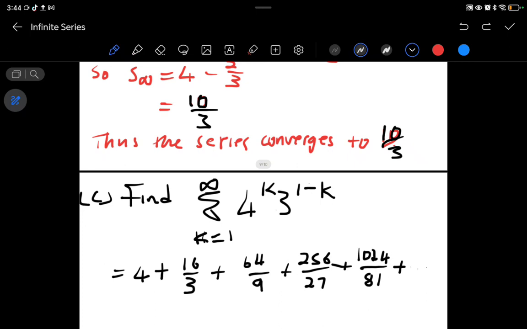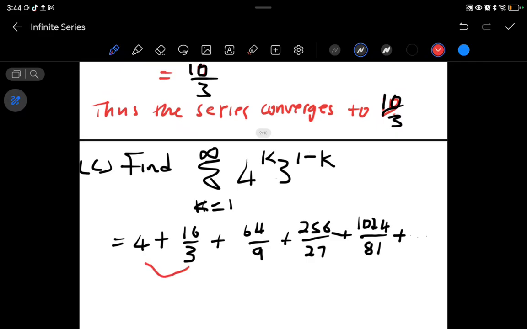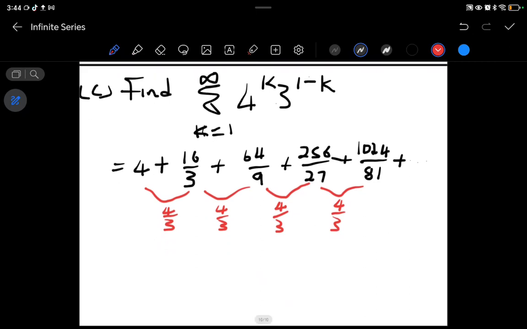And then now I can try to check for my r. I want to see, can we take the first value as a or not? If I take 16 over 3 divided by 4, I'm going to get 4 over 3. Then I do the same thing. I take 64 over 9 divided by 16 over 3, I get 4 over 3. So this allows me to say this is our r, because these are the same. It's a bit different from the previous one.